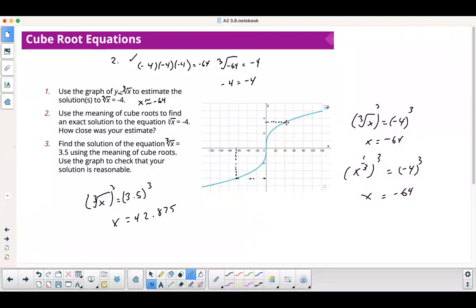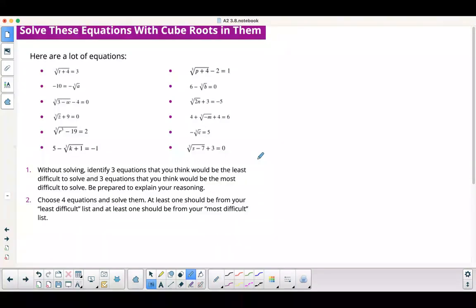3.5 is right here. And again, this isn't as accurate, because it's hard to tell where you're at, but from my graph, it looks like it is 42.875. I know the answer is that, so I'm kind of just using that. But if I were to go backwards and do the graph first, I probably would have guessed like 41, 42, 43.